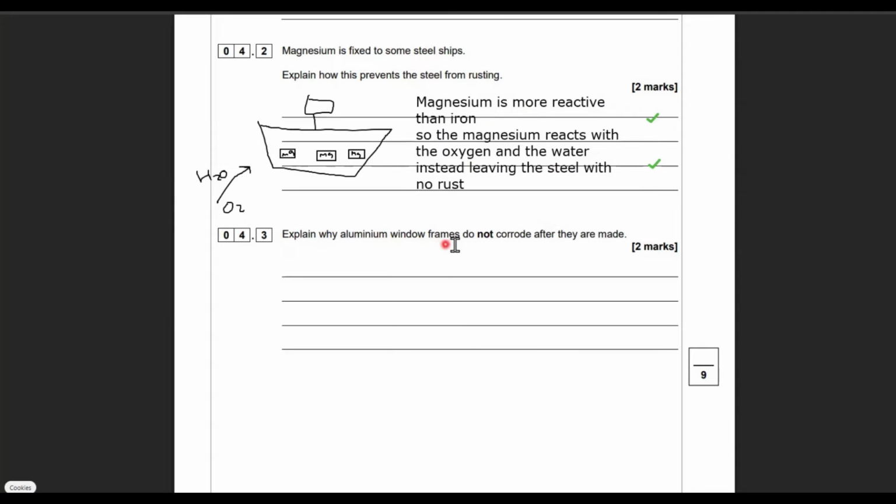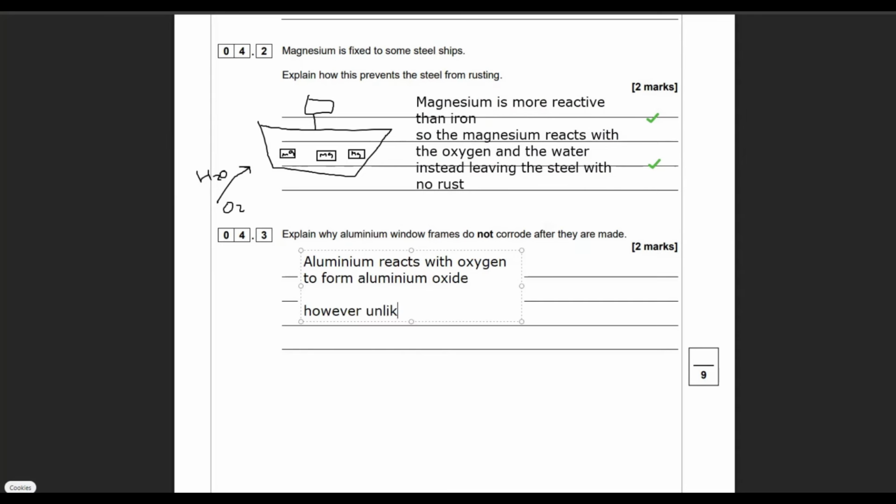Explain why aluminium window frames do not corrode after they are made. So, aluminium window frames don't need to be protected. What actually happens with aluminium? Aluminium's quite reactive. It's more reactive than iron. However, aluminium reacts with oxygen to form aluminium oxide.